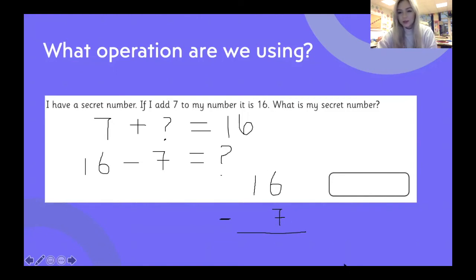6 take away 7. Can we do 6 take away 7? If I've got 6 fingers here, can I try and take away 7 of them if I've only got 6? It's not going to work, which means I need to regroup from the tens column.